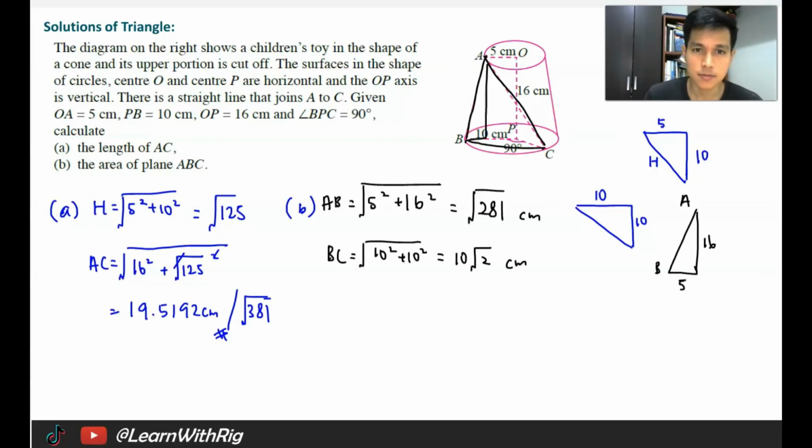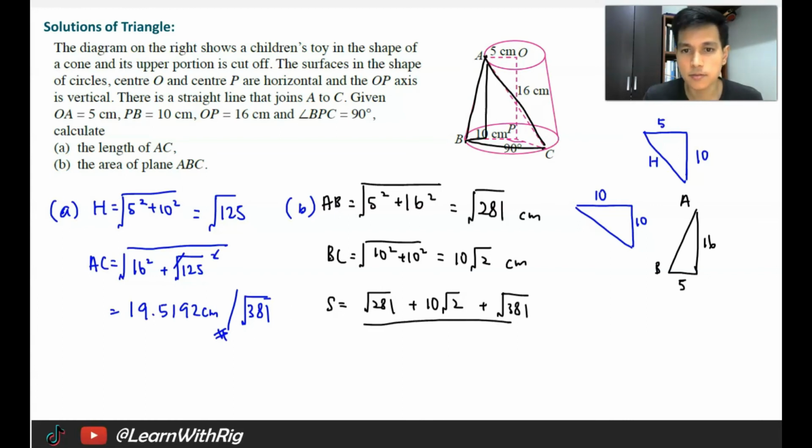So now lastly, you can use all this length to find your area. So you're going to use Heron's formula. S equals √281 plus 10√2 plus √381, which is this one here. Okay, divide by 2. Answer is 25.2122. Okay, now you can find your area.